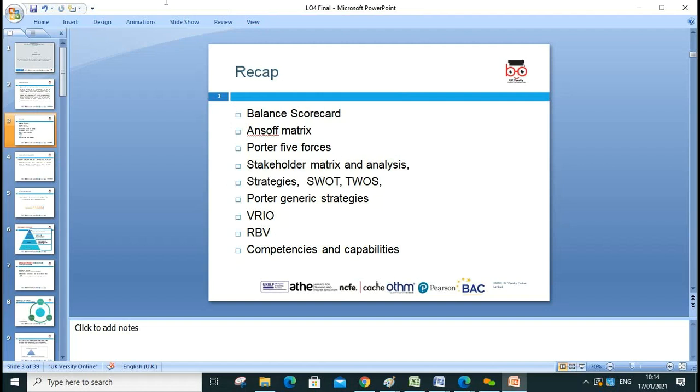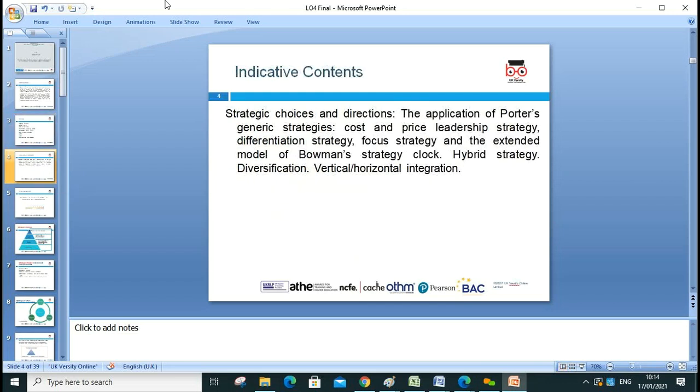Of course, the key focus was strategies and strategic options. So we related them to various organizations. Today's lesson 4 will be the last lesson in terms of delivery, but the next lesson in terms of assignment will be the last lesson.